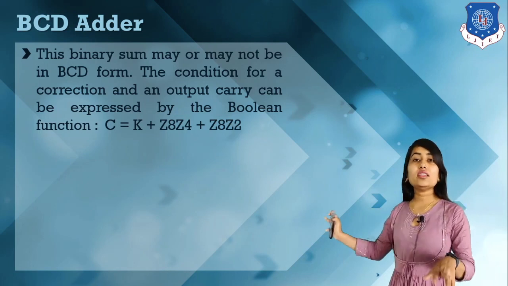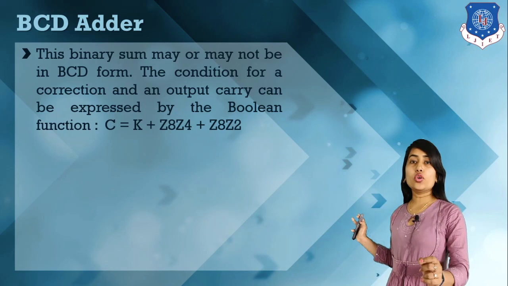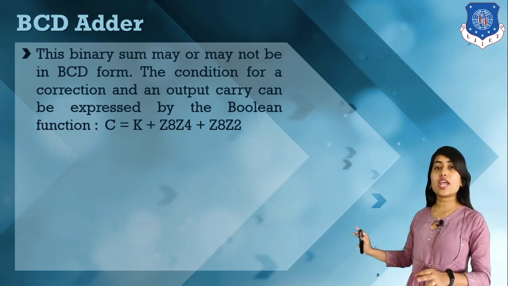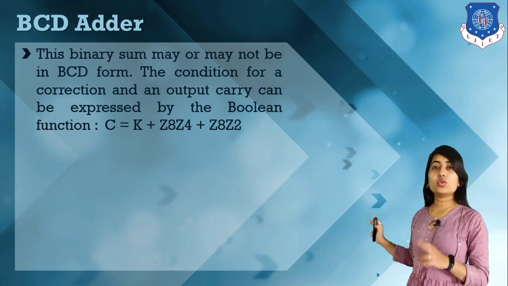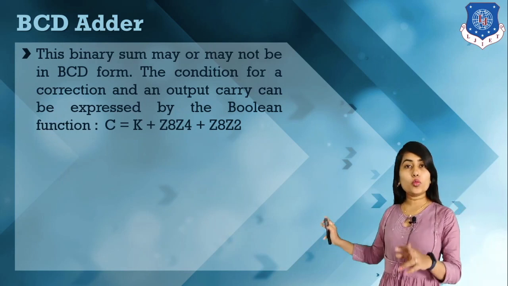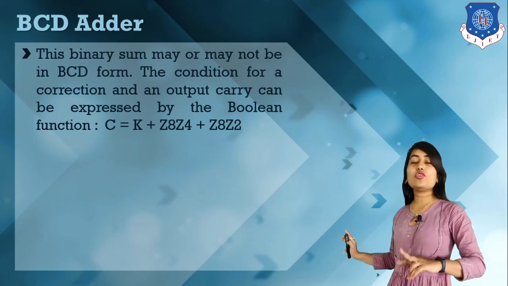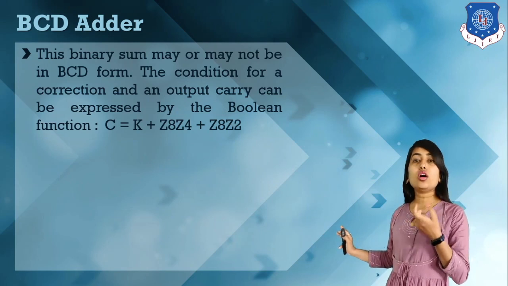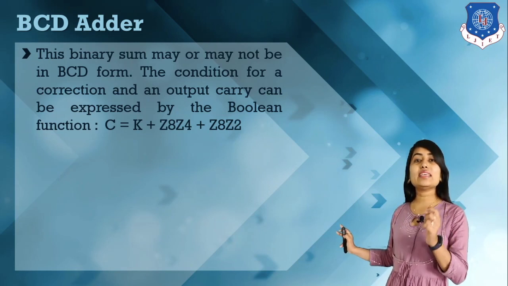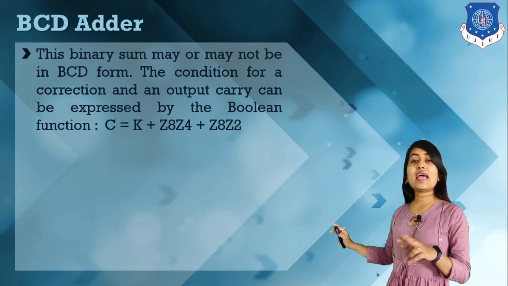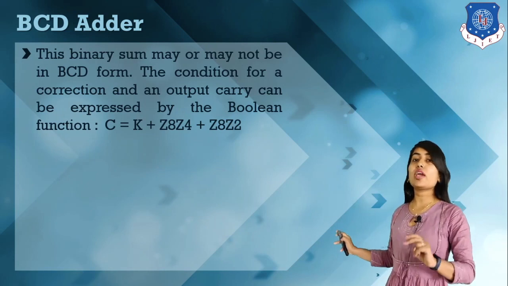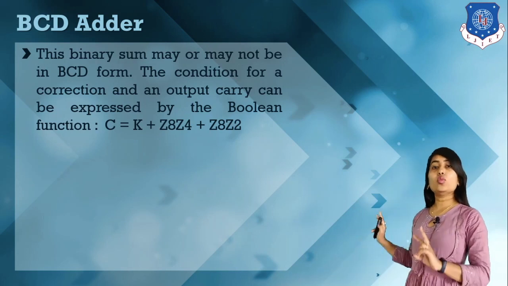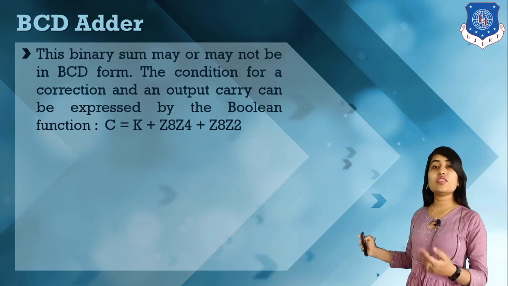Okay, so when this invalid code occurs, the condition is K plus Z8 into Z4 plus Z8 into Z2. That means if we have an output carry, or if the Z8 and Z4 bits are equal to 1 in the binary sum, that is, Z8 and Z4 are both 1 at the same time, then we have an invalid BCD code. Or if Z8 and Z2 are both 1 at the same time, that also means we have an invalid code.